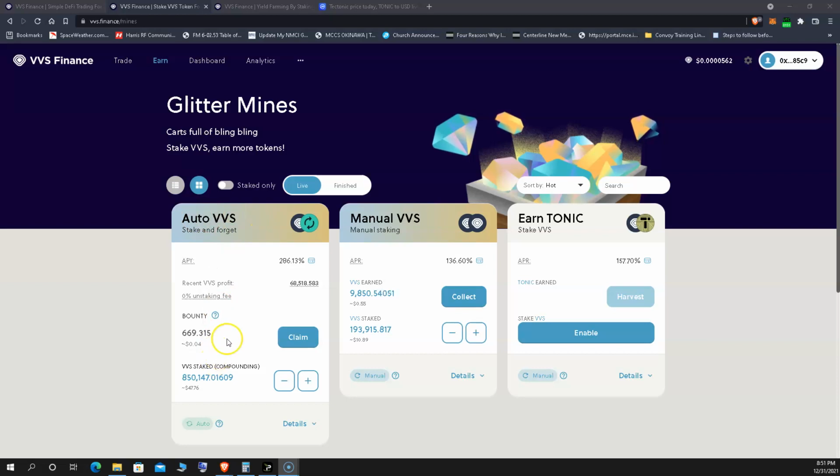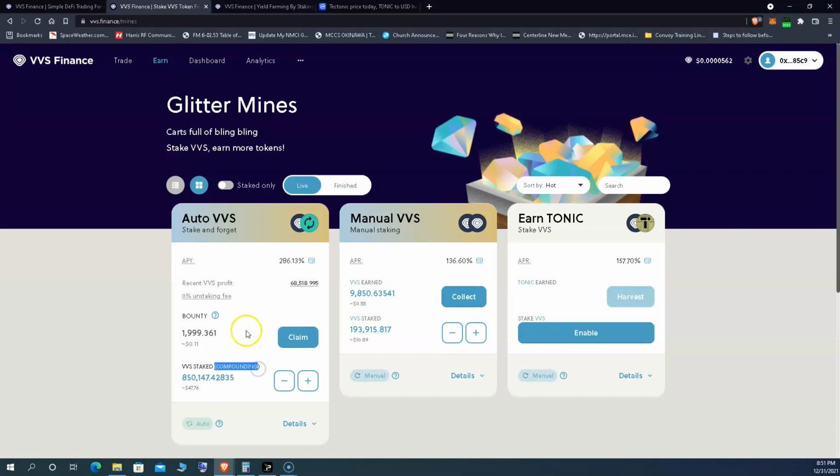Auto VVS, when you stake your VVS here in the auto VVS part of the DeFi site, this pool is going to auto compound it. It's going to compound it for you automatically on a daily basis. And once you stake your VVS here, you can even watch this number go up. Yeah, just like it just did.